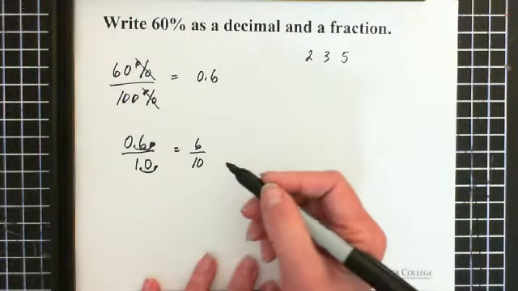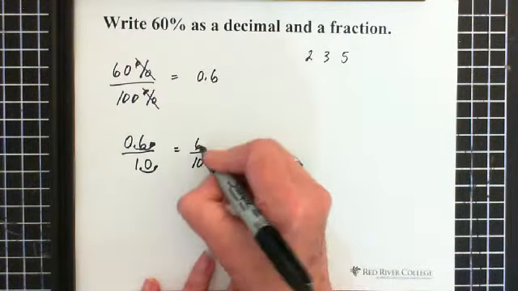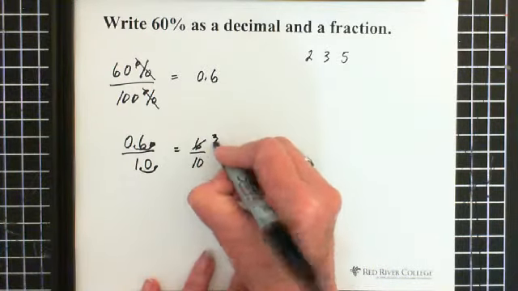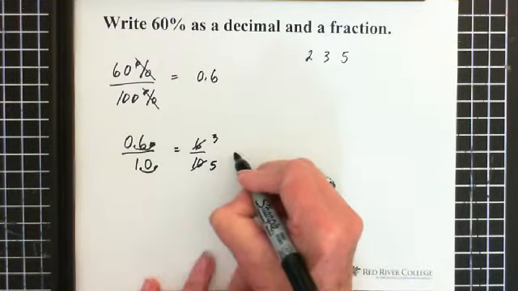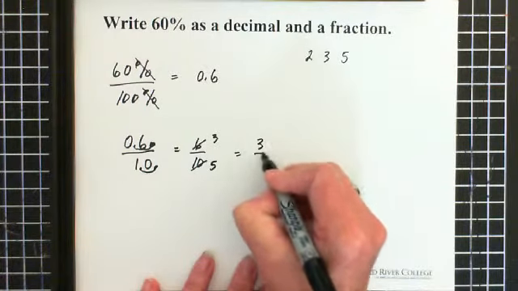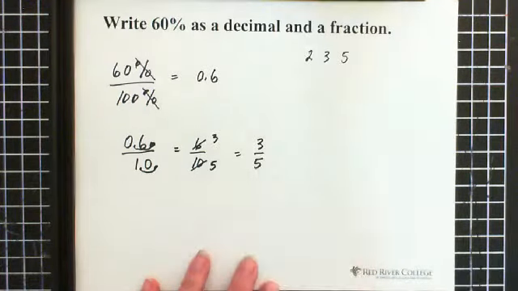So they're both divisible by 2. So we divide 6 by 2 and it gives us 3. We divide 10 by 2 and it gives us 5. So we end up with a fraction of 3/5.